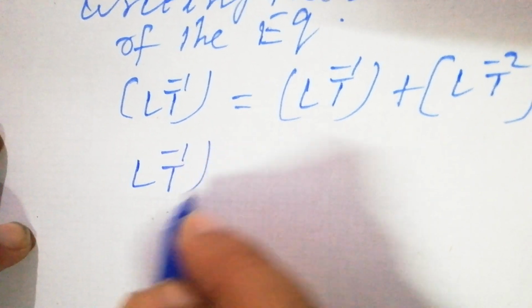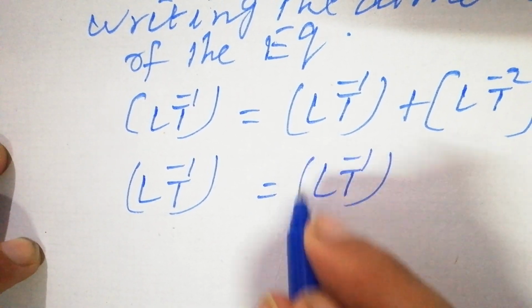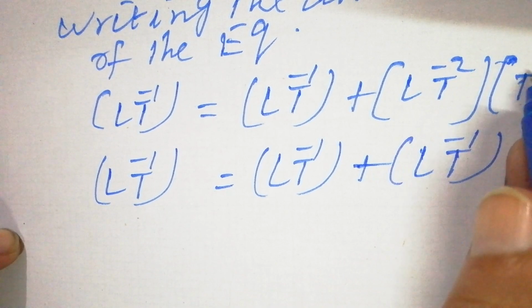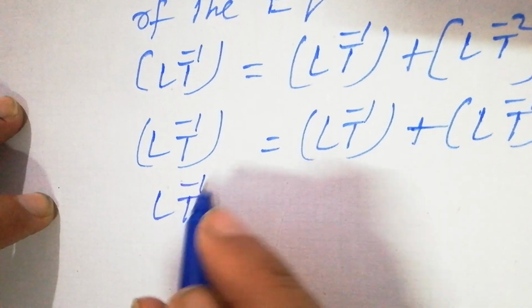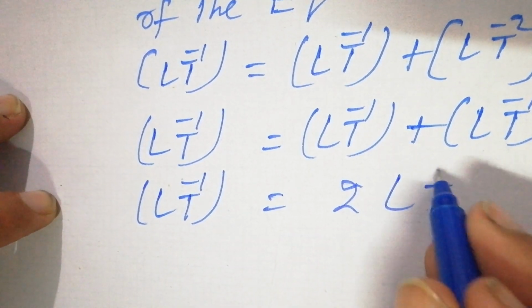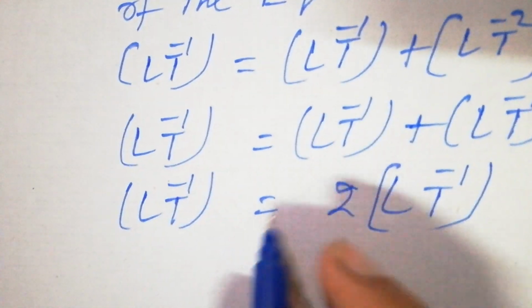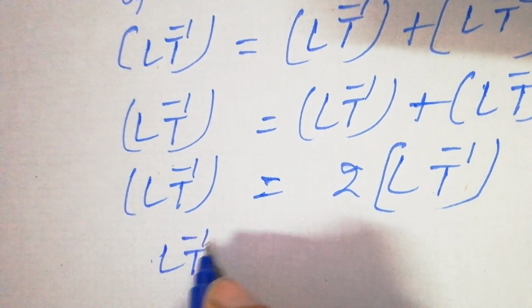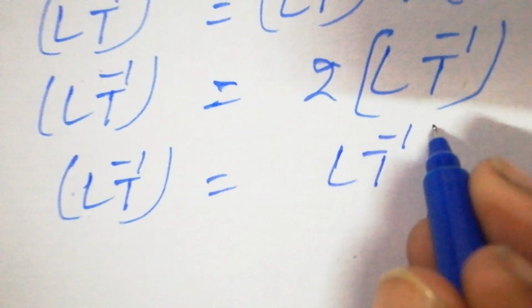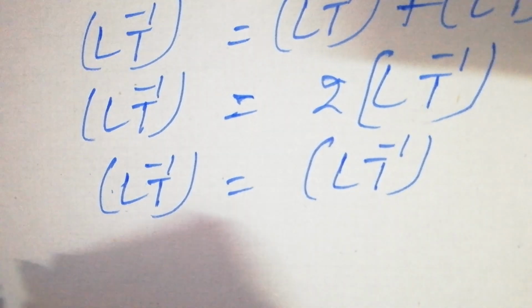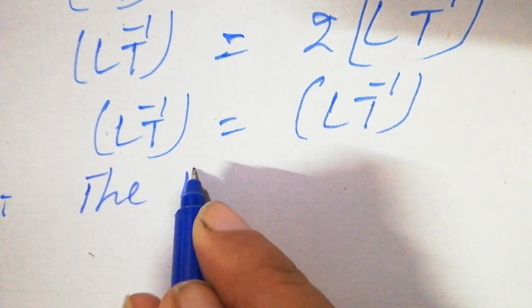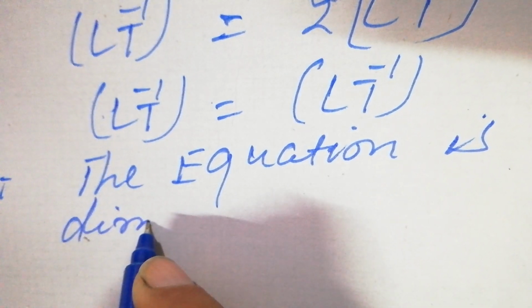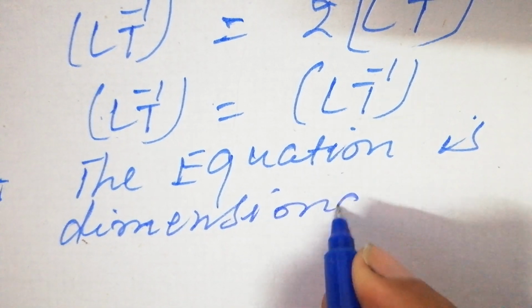So students, LT^-1 is equal to LT^-1 plus LT^-2 into T. You definitely get LT^-1, since T^-2 times T is T^-1. So LT^-1 is equal to 2LT^-1. Here 2 is a constant, and a constant does not have dimensions. Therefore you can say that LT^-1 is equal to LT^-1. So the dimensions of both sides of the equation are equal. That's why the equation is dimensionally correct.